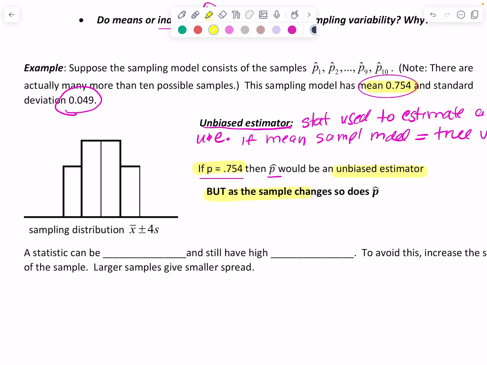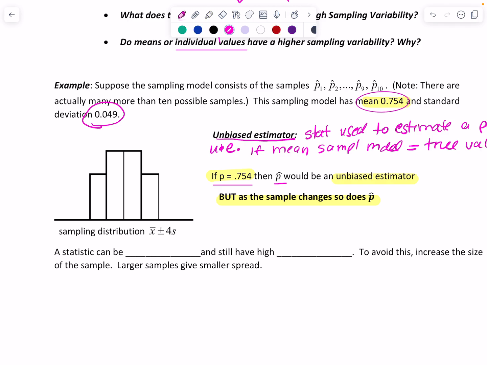But as the sample changes, remember, so does P hat. So the closer P hat is to P, the closer we say we have a sampling distribution that has an unbiased estimator. Okay, so we can see here that a statistic can be unbiased, but still have high variability.